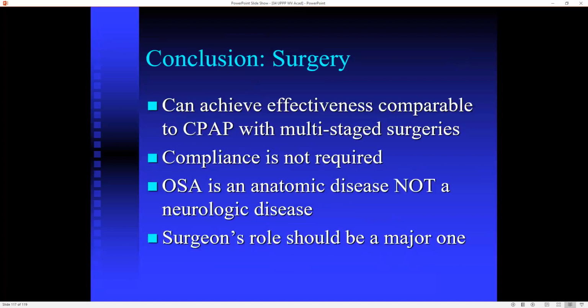So in conclusion, we can achieve effectiveness that's comparable to CPAP with multi-level surgery, and compliance with surgery is not required. And for the most part, we can say that obstructive sleep apnea is an anatomic disease, not a neurologic disease, although we do treat physiology with the hypoglossal nerve stimulation implant. And then the surgeon's role should be a major one. And I'll encourage any of you that maybe are interested in this to consider a fellowship. There's only about 230 of us or so that are sleep certified ENTs, and we need more.